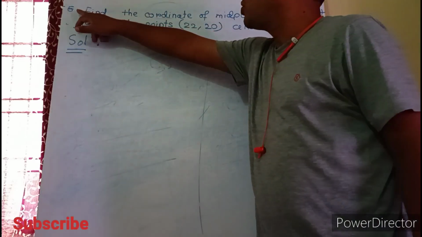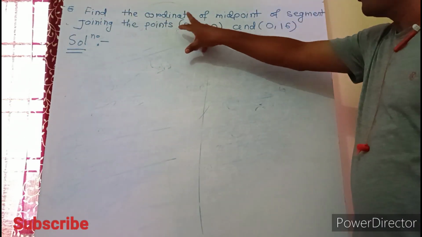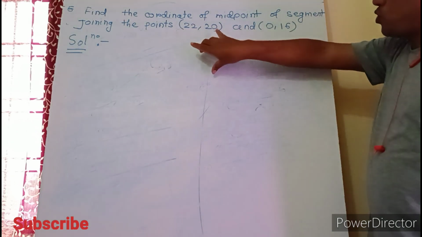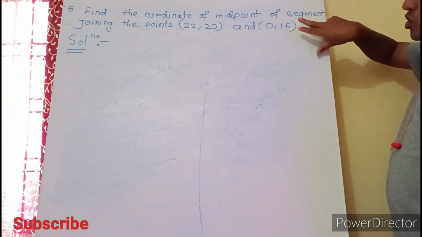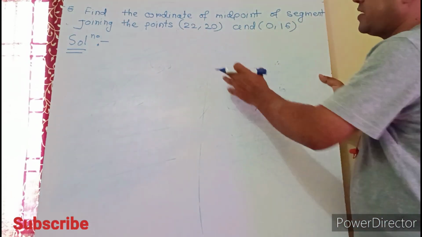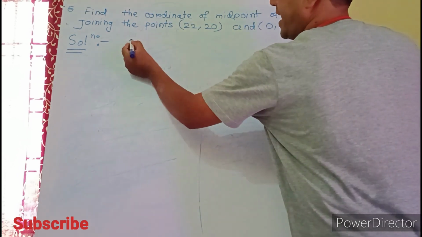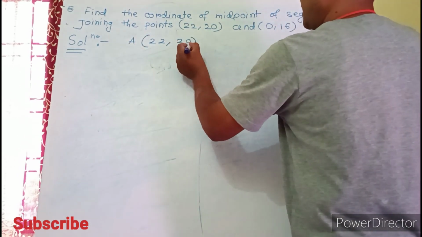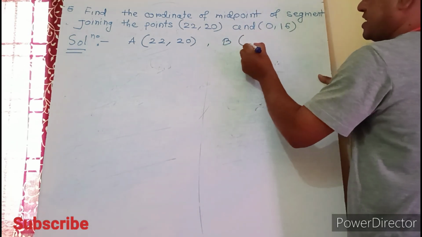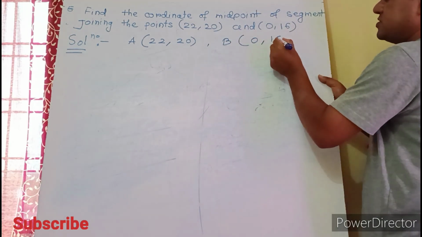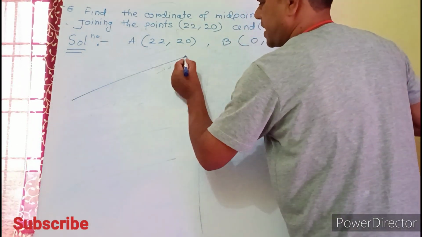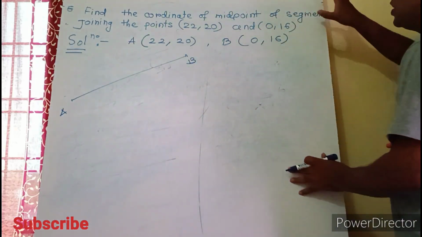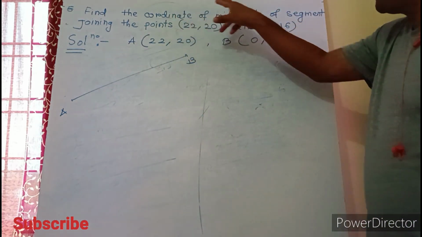Now question number 6, that is, find the coordinates of the midpoint of the segment joining the points (22, 20) and (0, 16). Now in the solution part, let us consider this point A. It has coordinates (22, 20) and the point B has coordinates (0, 16). Therefore, the segment will be segment AB. Now we have to find the coordinates of the midpoint.